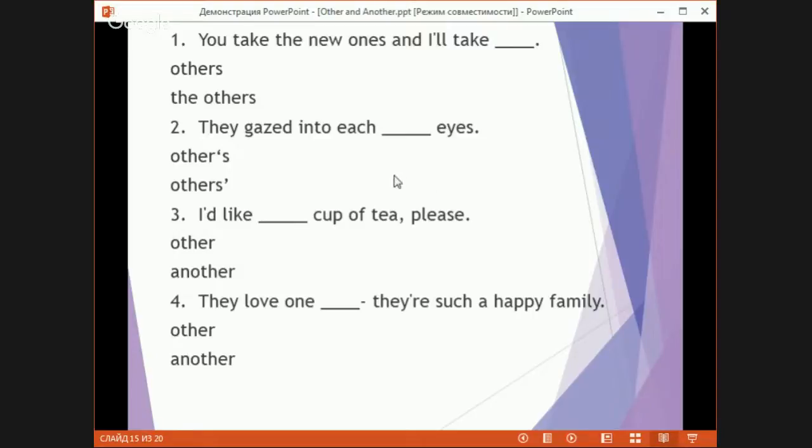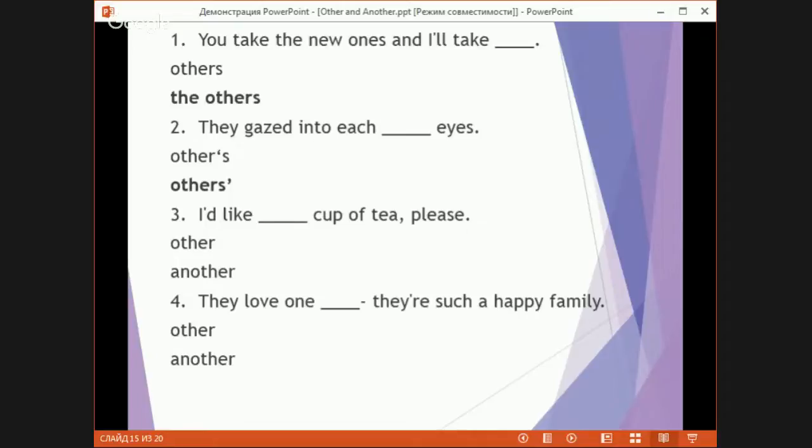Okay, so what we got here? You take the new ones and I'll take the others, plural, because the new ones and the others. They gazed into each other's eyes. We have here each other's, plural form, and possessive, because we have somebody's eyes.